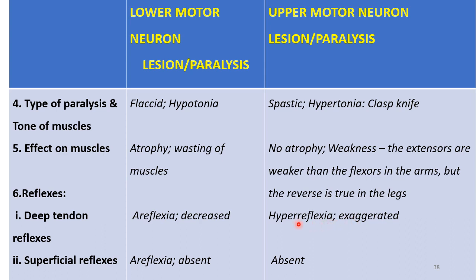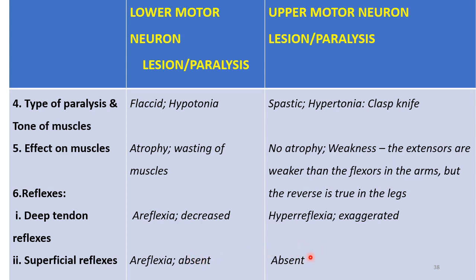And so we can see that here the lower motor neuron is low, so the tone is low, the reflexes are low. Upper motor neuron lesion is up, so the tone is high, reflexes are high. So you can remember it. Now the superficial reflexes are completely lost in case of the lower motor neuron lesion, because though muscles are there, the muscle control is lost, so the superficial reflexes are lost.